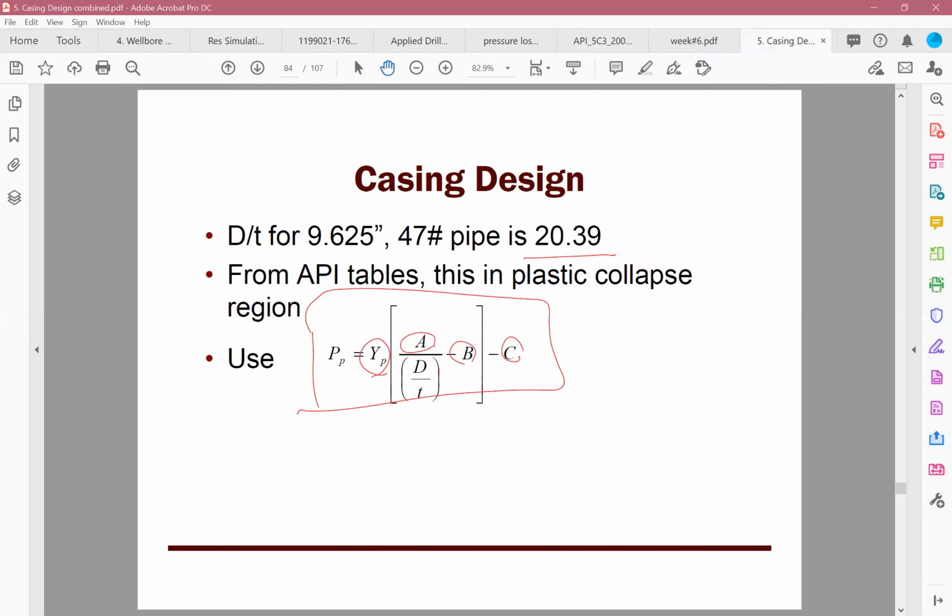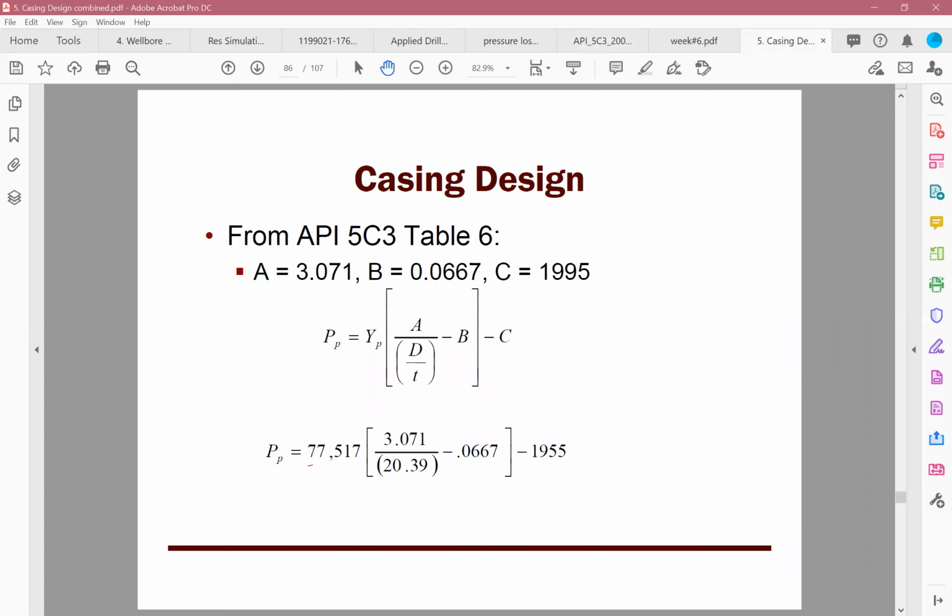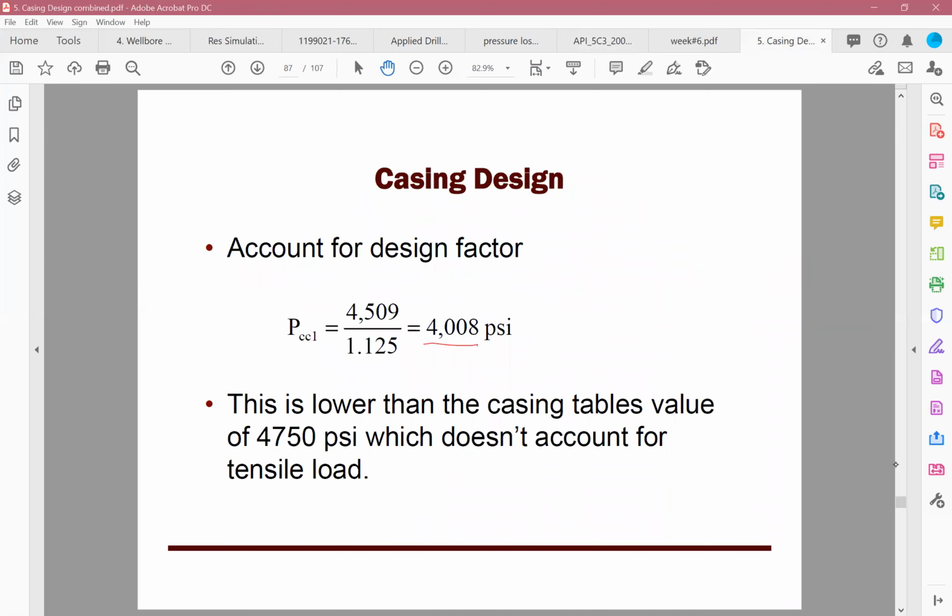We have the new equivalent yield strength, which is 77,000. So we set it there. 77,000, A, B, C, D over T ratio 20.39. Calculate the new collapse rating, which is 4,008 PSI. Now with the design factor, divided by the design factor, that's 4,008, right?